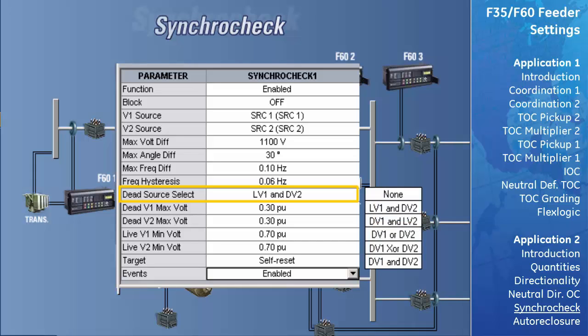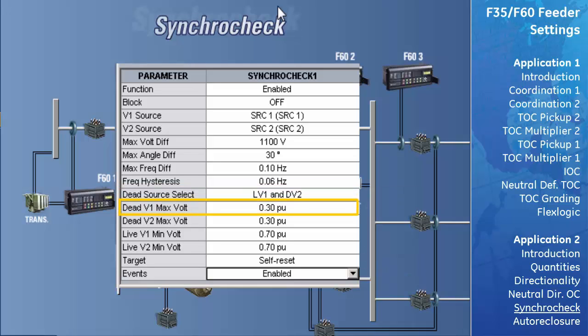Six options are available. The first option, none, disables the dead source function. The abbreviations for the rest of the options can be interpreted as follows: live V1 and dead V2, dead V1 and live V2, dead V1 or dead V2, dead V1 exclusive or dead V2, which means one source is dead and the other is live, and finally, dead V1 and dead V2. We will select live V1 and dead V2.